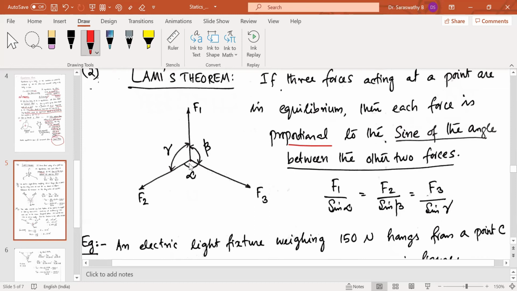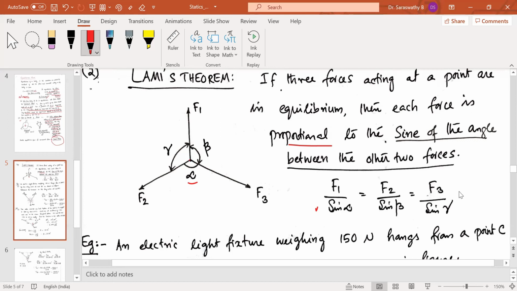If they are in equilibrium, F1 divided by sine of the angle between F2 and F3, which is alpha: F1 by sine alpha is equal to F2 by sine of the angle between the other two, the angle between F1 and F3, which is beta: F2 by sine beta, that is equal to F3 by sine of the angle between these two, which is gamma. So F1 by sine alpha equals F2 by sine beta equals F3 by sine gamma. So this is Lami's theorem.